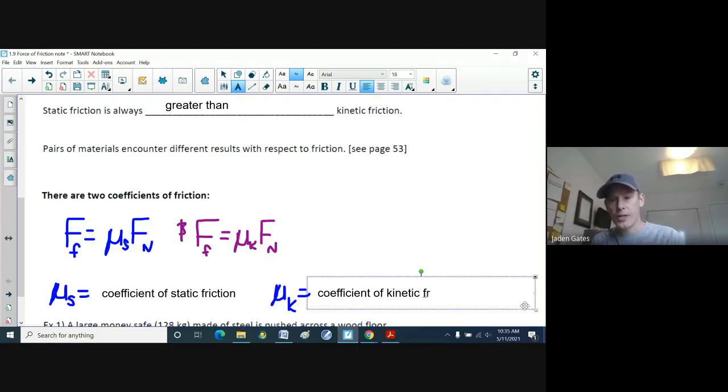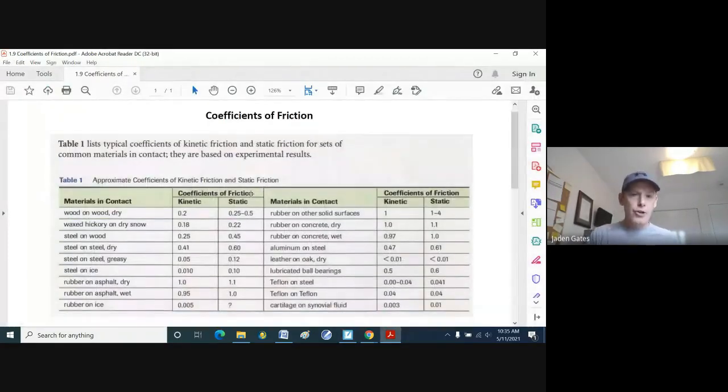Now, what does that mean, right? As I said, I have that page 53 posted in Google Classroom. I've got it right here. Here's your coefficients of friction. So what's going on here is this is a rating. Coefficients are a rating. There's no units on them. It's just a rating of how much friction would be between two items that are rubbing against each other.